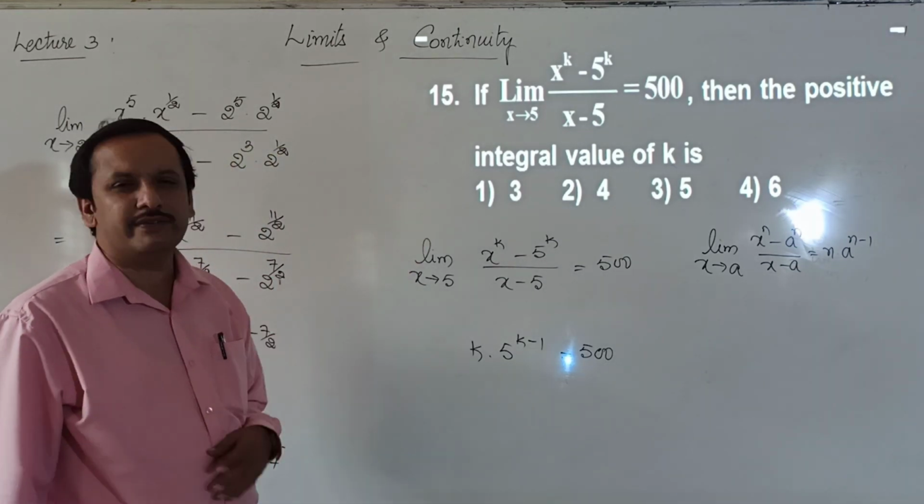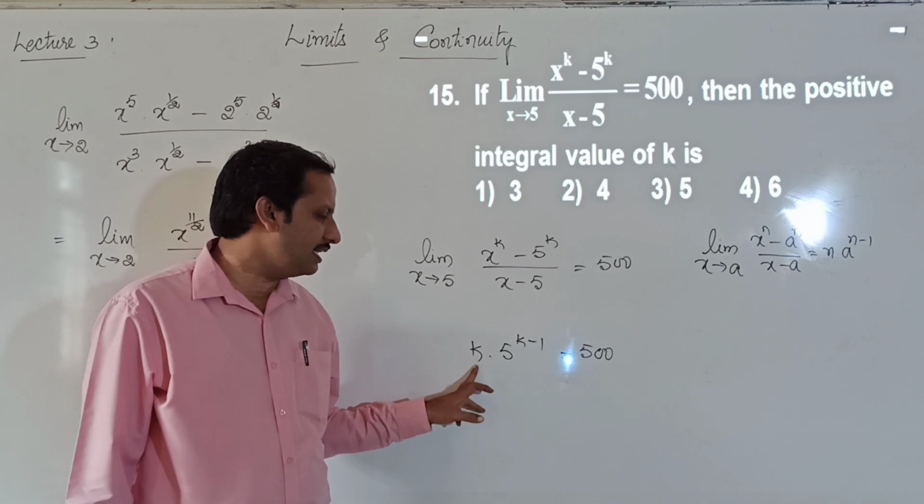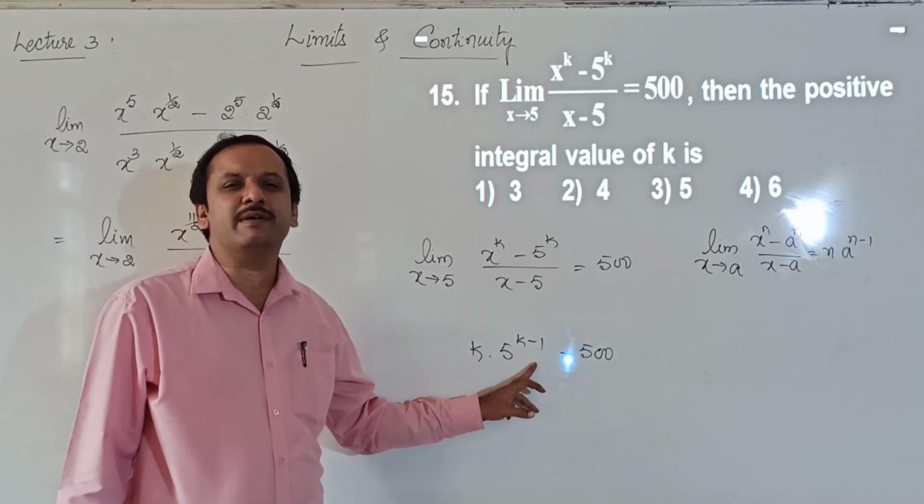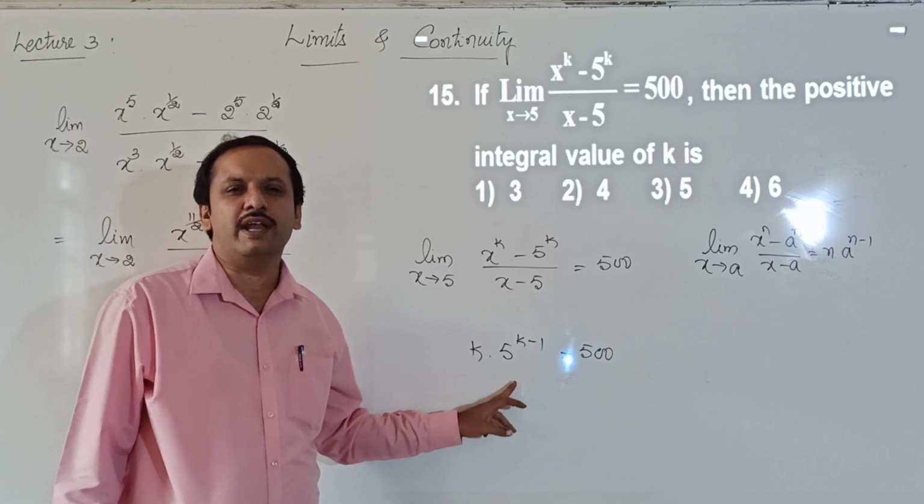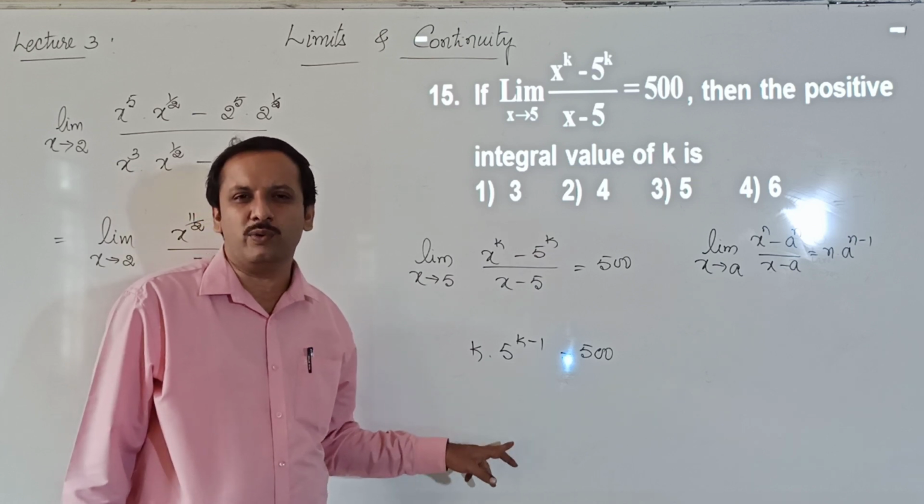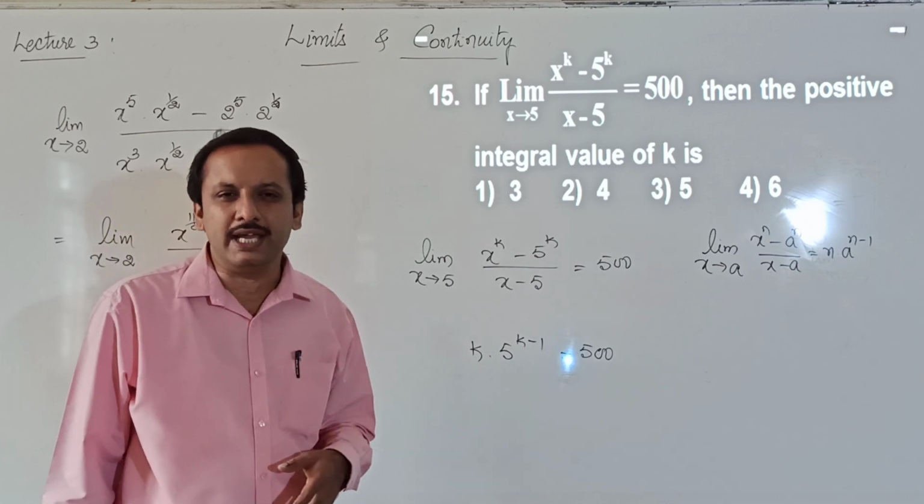Okay, let's start with the first option. Put k is equal to 3. If I put k as 3, then 3 into 5 power 3 minus 1. So 5 square you get. 5 square is 25. 25 into 3, 75 we get. But on RHS we have 500. Okay, so 3 is not the answer.